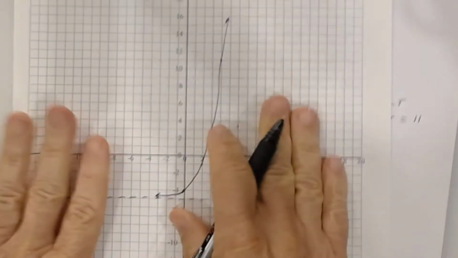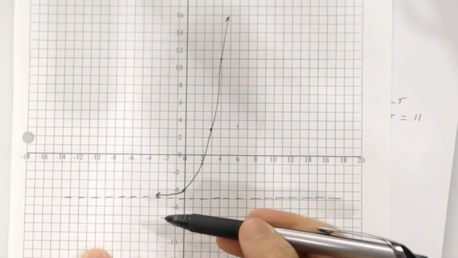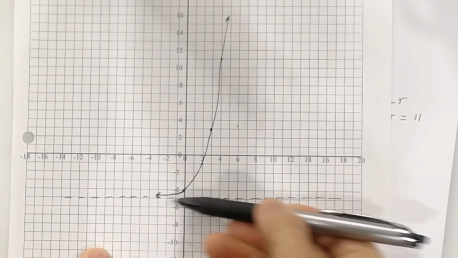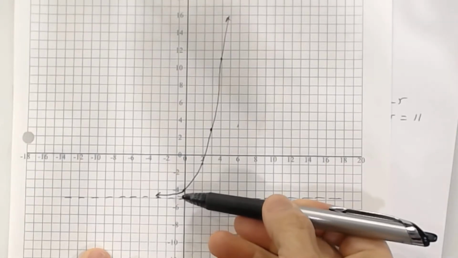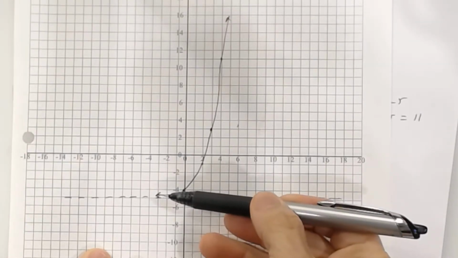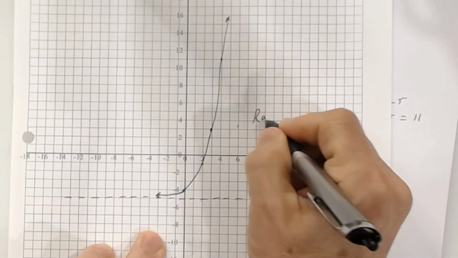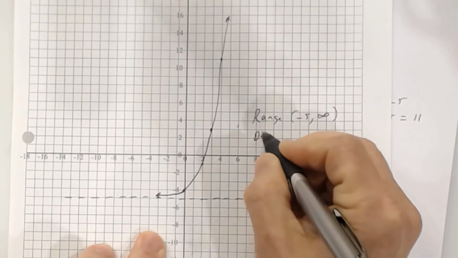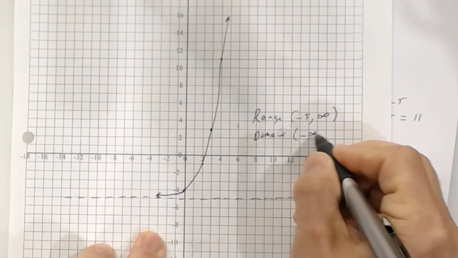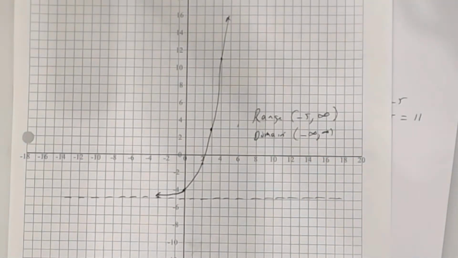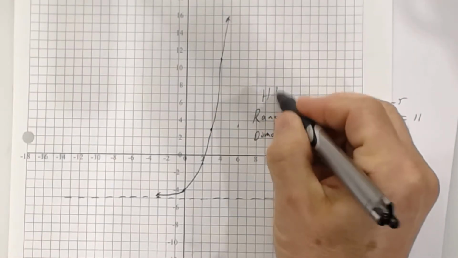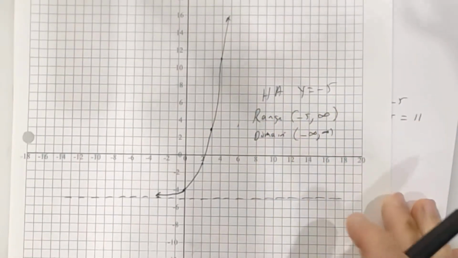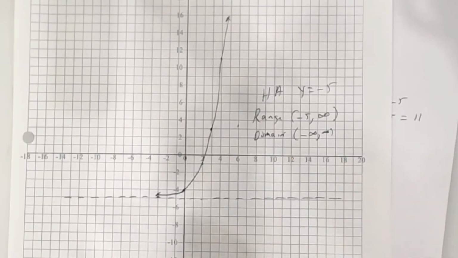All right, so now you can tell me the range. What's the range? It goes from the bottom up. -5. Now, does the graph ever touch it? No. So I'm going to use parentheses. So the range is -5, parentheses, all the way to what? Infinity. What's the domain? In fact, all exponential functions have the same domain. Negative infinity to infinity. And again, what's the horizontal asymptote? Y equals -5.